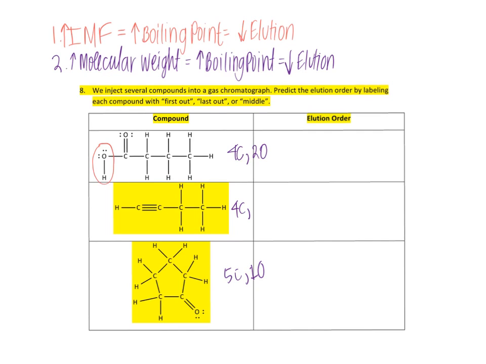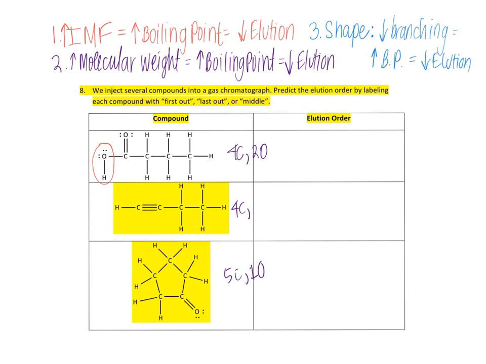The last thing to look at is the shape of the molecule. A molecule that is less branched has a higher boiling point and therefore takes longer to elute. This is due to the molecules being able to pack together more tightly, resulting in more energy needed to be broken apart. This third molecule is in a ring-shaped form. This has the same effect of being more branched, as it cannot pack as tightly as these other molecules that are pretty straight.